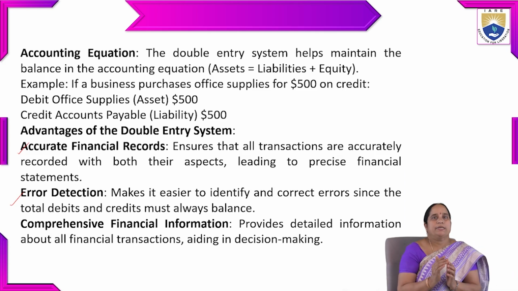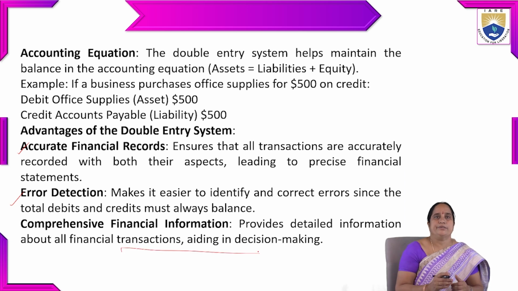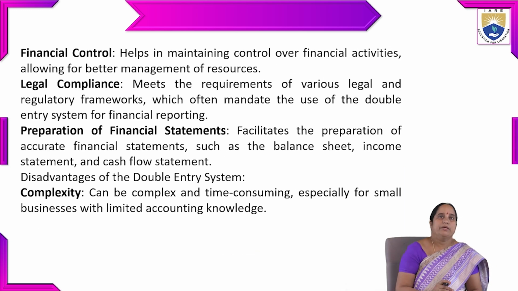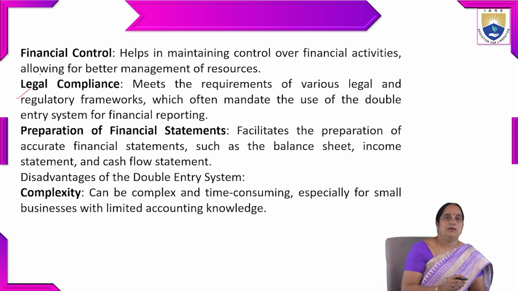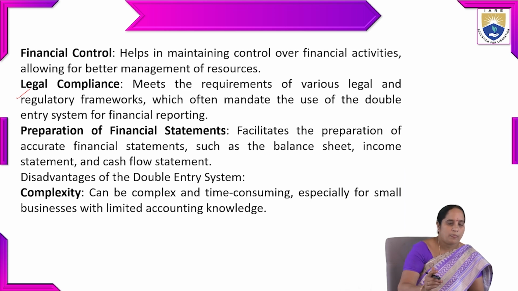Then comprehensive financial information. It provides detailed information about the financial transactions, aiding in decision making. Next, financial control. It also helps in maintaining control over financial activities, allowing for better management of resources. Next, legal compliance. It meets the requirements of various legal and regulatory frameworks, which often mandate the use of the double entry system for financial reporting.